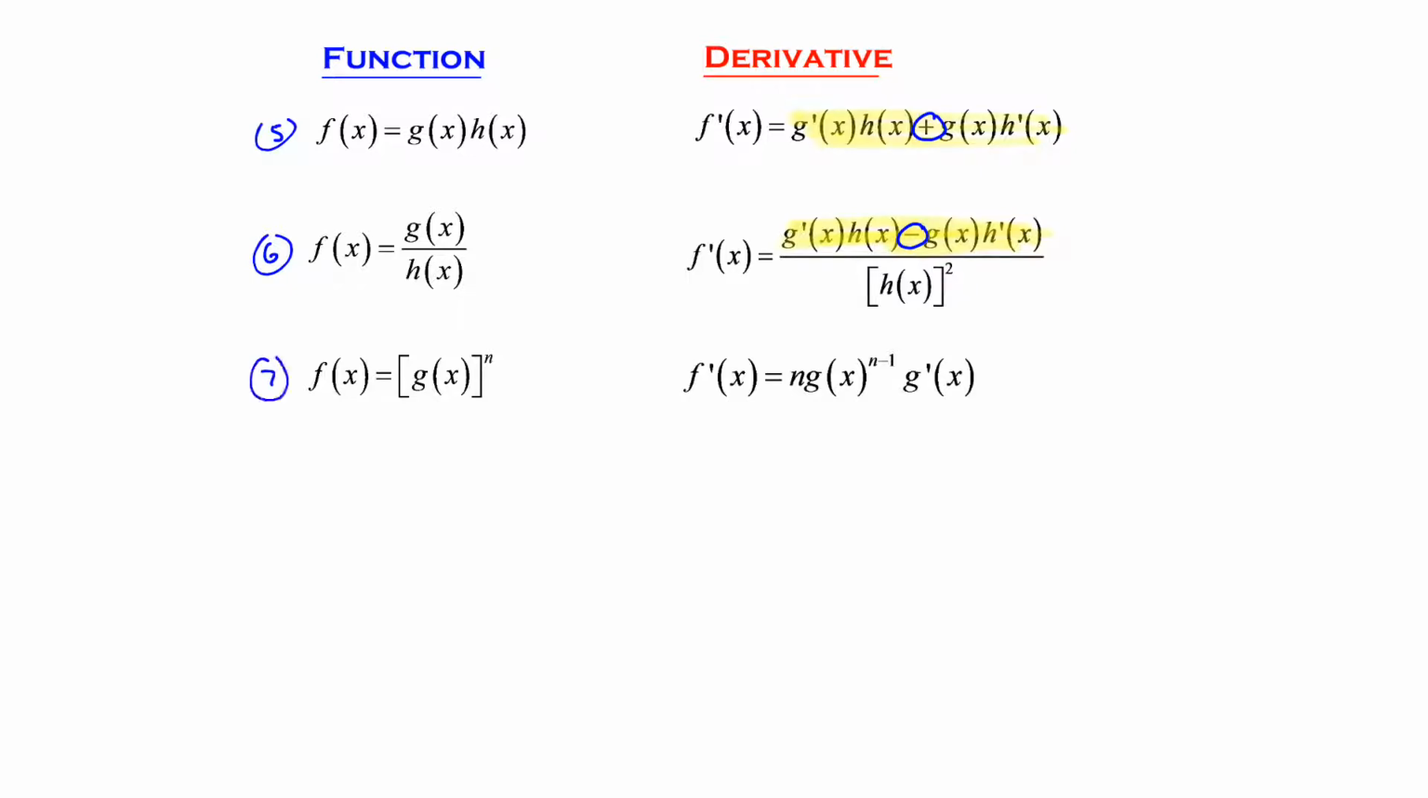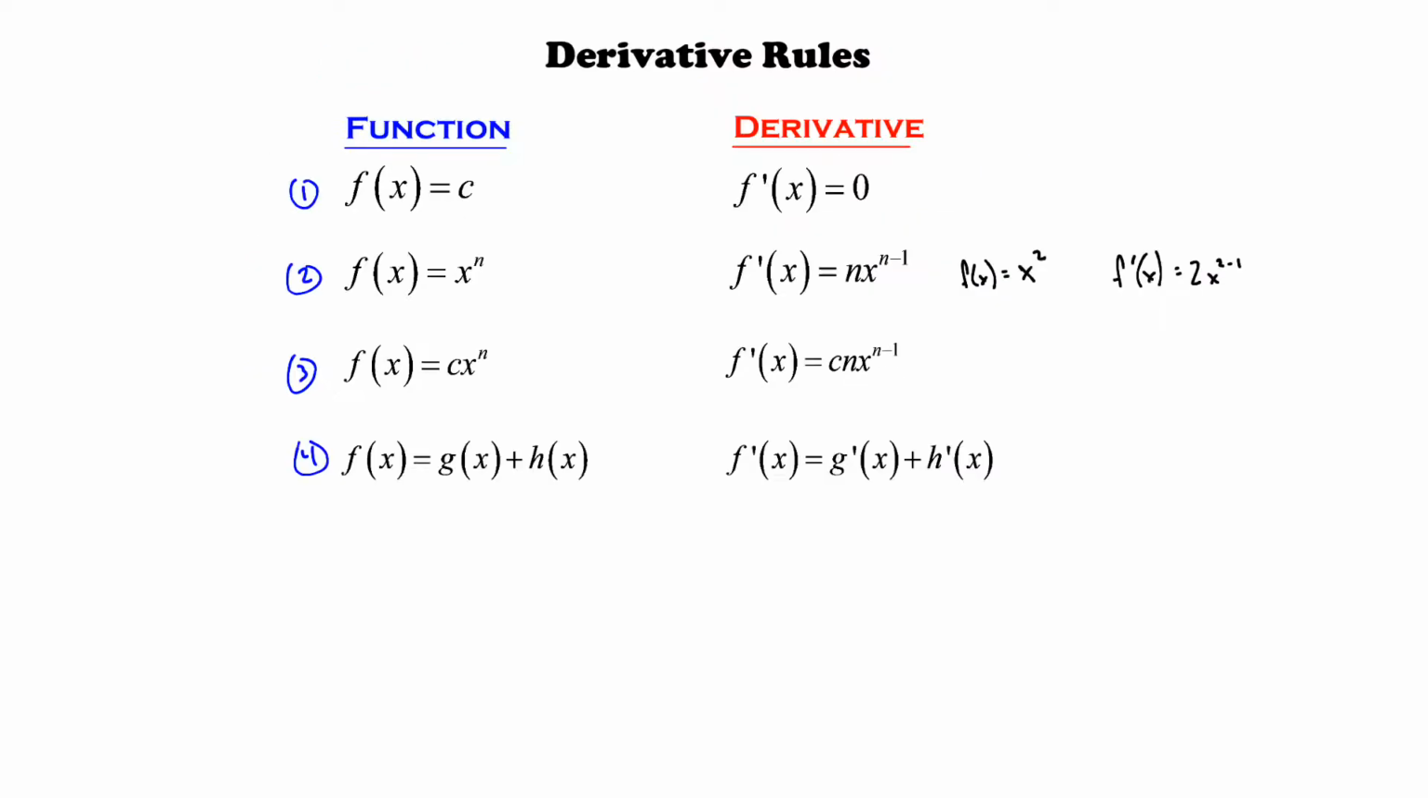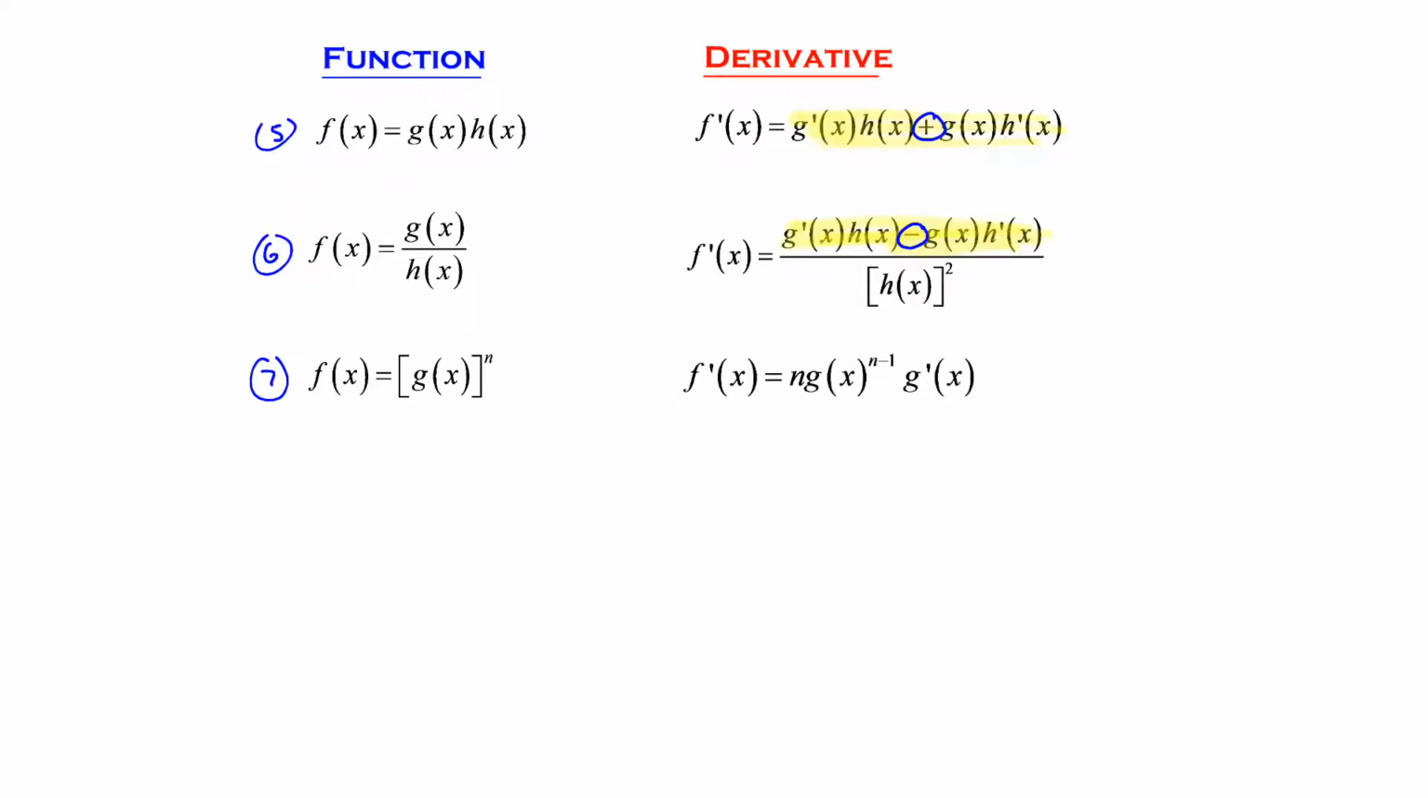The seventh one is when you have a quantity raised to a power. Similar to rule number 2 and 3, the n will get moved to the front, then you take the function and subtract 1 from the exponent. But the difference here is that, because we're doing an entire function, not just one term, you then have to take the derivative of g of x as well. So you move the power to the front, g of x raised to the new exponent, n minus 1, and then the derivative of g of x itself. Let's take a look at these rules and how we apply them.